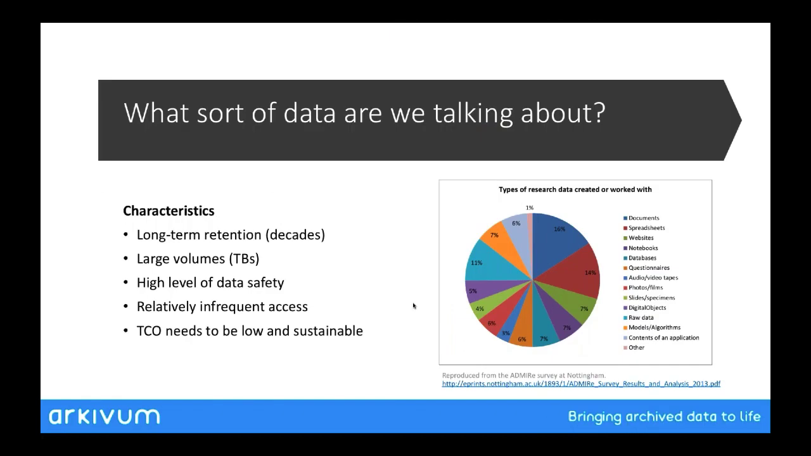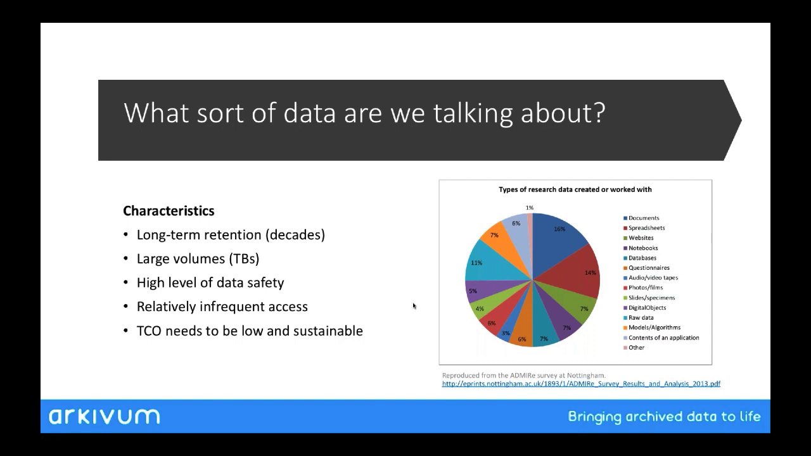So what sort of data are we talking about? Well, we could talk about different types of data in terms of research disciplines or file types or how that data is used. But from a storage perspective, which is the focus of this webinar, these are the key characteristics to consider. That there are typically large volumes of data that need to be kept for the long term, by which we mean decades, with a high level of data safety. That data does need to be accessed, but it may be relatively infrequent. And certainly over that sort of time period, the total cost of ownership needs to be as low as possible in order to make long-term retention sustainable.